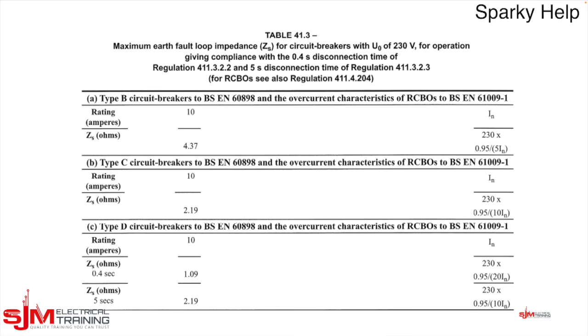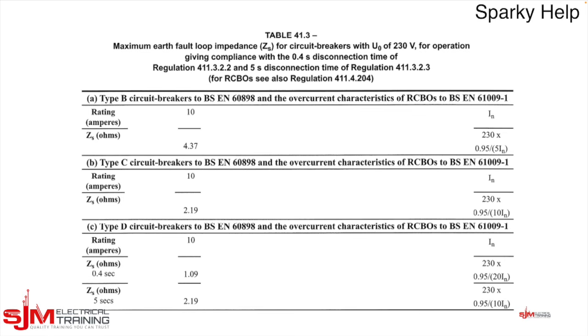What does all that basically mean? Well, it means the earth fault loop impedance for each of those devices must not be greater than these values when running at their maximum temperature. That's the cable. So there we've got a 10 amp, and it has a maximum Zs of 4.37. A 10 amp type C is 2.19, and a D, depending what the disconnection time is, so 0.4 of a second disconnection would be 1.09, and for 5 seconds 2.19, the same as the C.